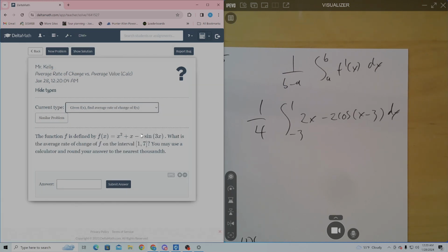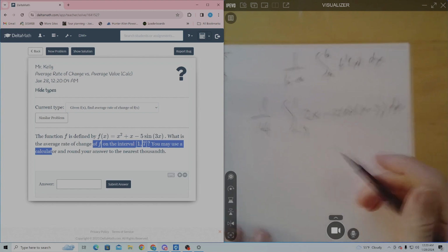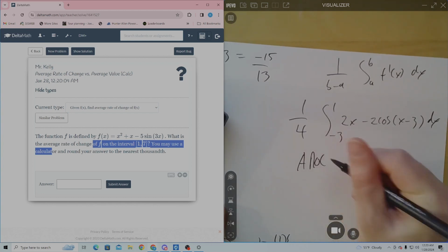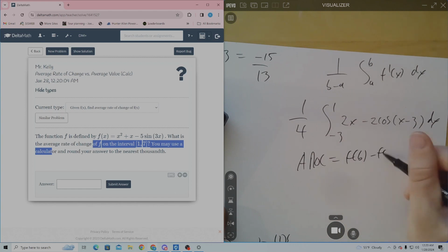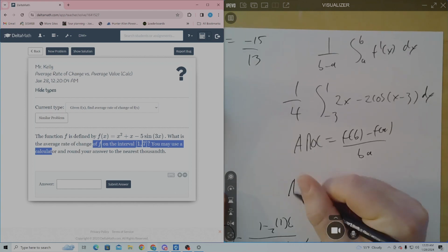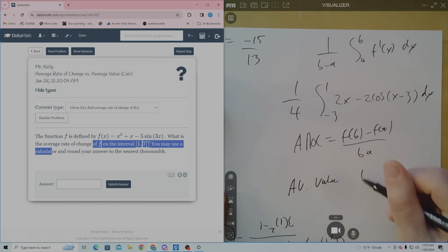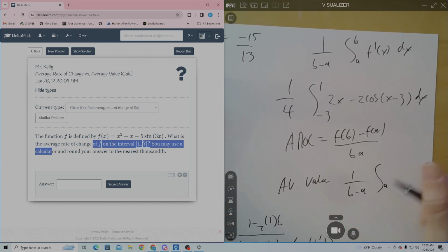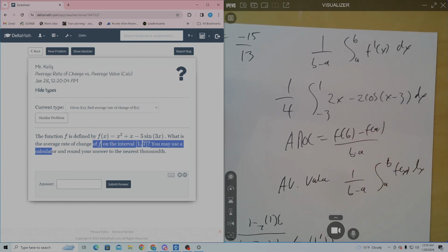Average rate of change. You're just going to use the quotient formula. Just make sure you read it very carefully. Average rate of change is not average value. It's different, right? Average rate of change is f of b minus f of a over b minus a, versus average value is 1 over b minus a times the integral from a to b of f of x dx, right? Make sure you know the difference between these two. So if you see average rate of change, you do the average rate of change formula, right? b minus a. So that's pretty straightforward. We already went over that one.